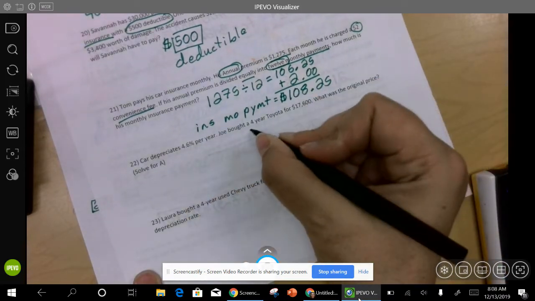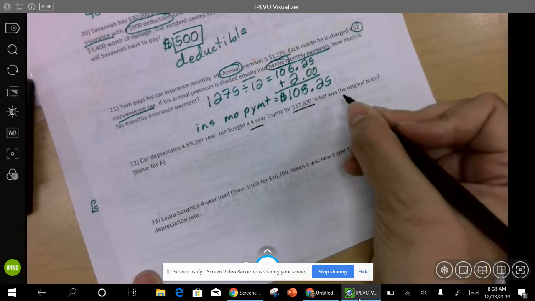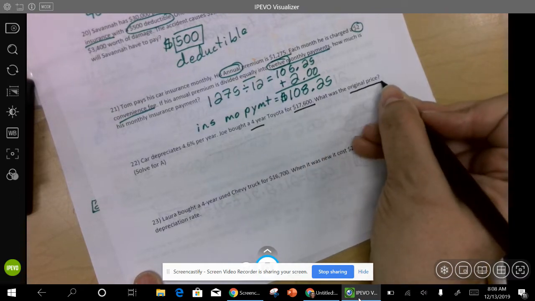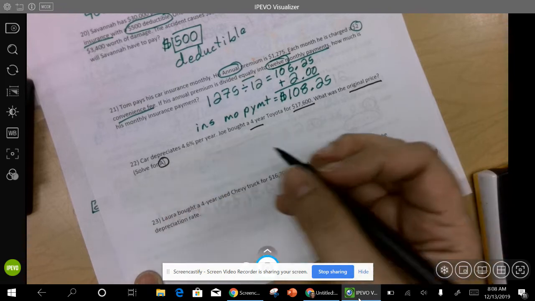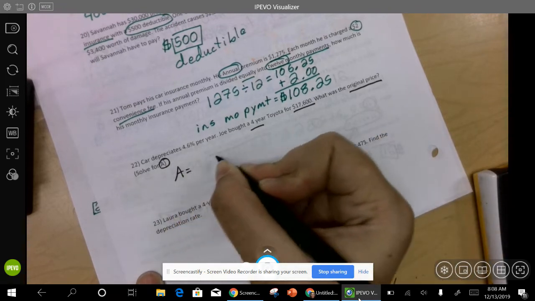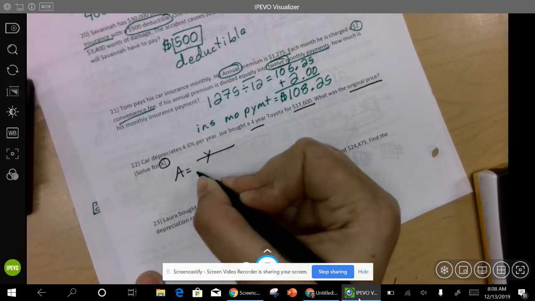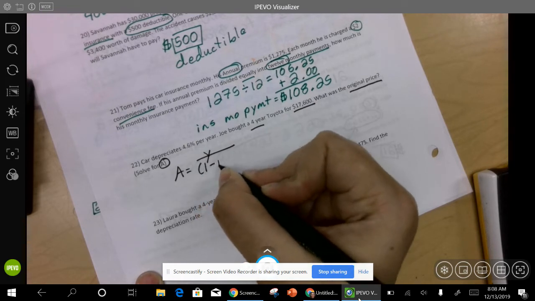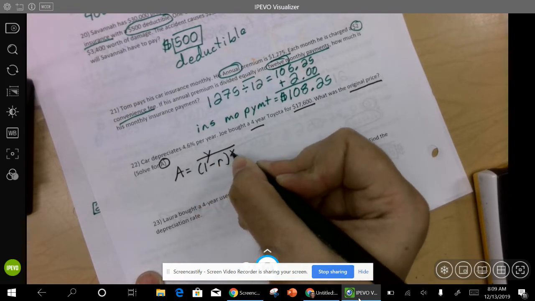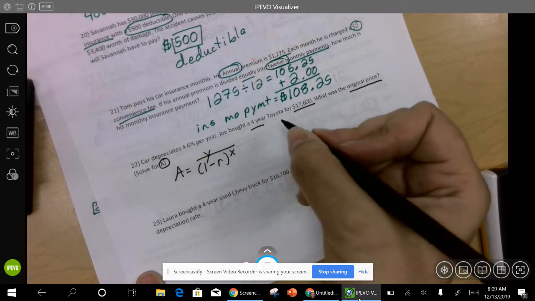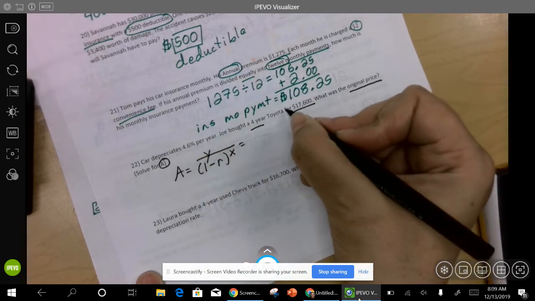Okay, so this one, the car is depreciating at a rate of 4.6% per year. He bought a 4-year-old Honda for $17,600. What's the original price? So we're solving for A. So A is going to be equal to the used price divided by 1 minus the rate as a decimal raised to the x. Okay, so we're going to substitute it in. So this is y.